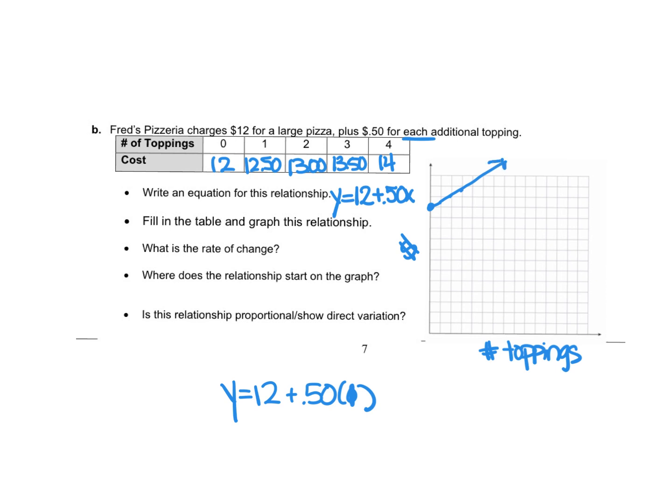And then our rate of change then, it's the 50 cents. It's how much it's going up for each additional topping, which is the 50 cents. Where does this relationship start on the graph? Well, it starts at the 12 because with 0 toppings, it's $12. And then is this relationship proportional? Does it show direct variation? No, it's not. Because it starts at the 12, it is not a proportional relationship.